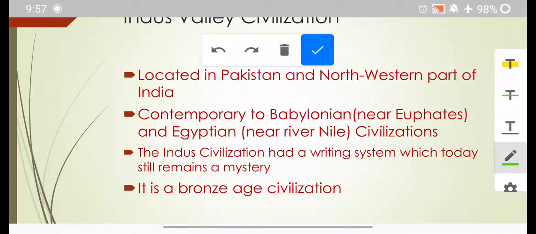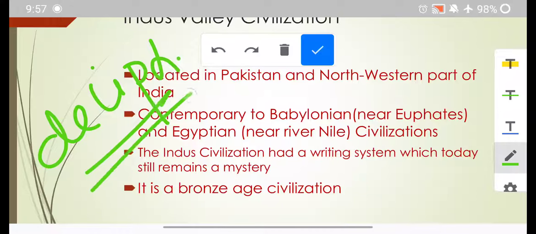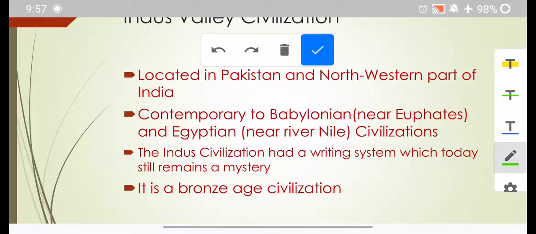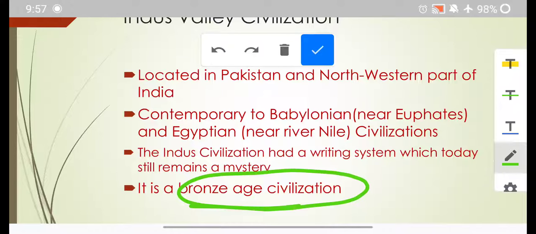And Indus Civilization had a writing system, okay, writing system, but their scripts are not deciphered. It is a mystery. And this Indus Valley Civilization is a Bronze Age Civilization, okay, like we have to remember Bronze Age Civilization.